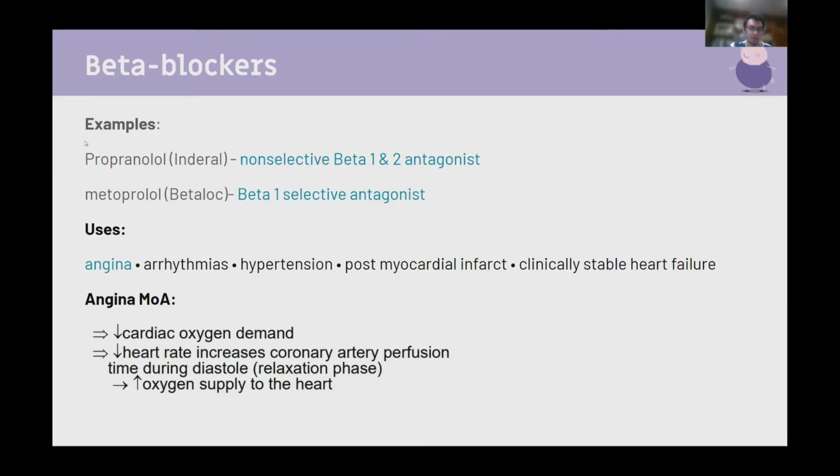But yeah, important to know that propranolol and metoprolol are both beta blockers. However, even though metoprolol is beta 1 selective, you still don't use it in asthma. That will be on your exam. Don't use that in asthma, even if it's beta 1 selective. You use beta blockers in angina, arrhythmias, hypertension, post-AMI, and for clinically stable heart failure. They decrease cardiac oxygen demand by decreasing that heart rate, and they allow greater flow to your coronary arteries and greater perfusion because they fill during diastole. So if you decrease that heart rate, you're going to increase their perfusion.